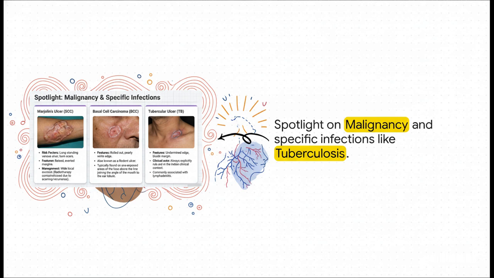A Marjolin's ulcer. That's a squamous cell carcinoma that has developed in a chronic wound, like an old burn scar. You'll see that classic everted edge. Basal cell carcinoma. You know this one. It has that rolled, pearly border and shows up on sun-exposed areas of the face. And finally, and this is so important in our context here in India, you must always have a high suspicion for a tubercular ulcer. Remember, it's an undermined, bluish edge, often with associated swollen lymph nodes.